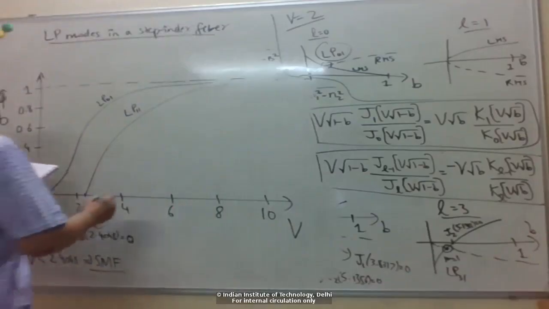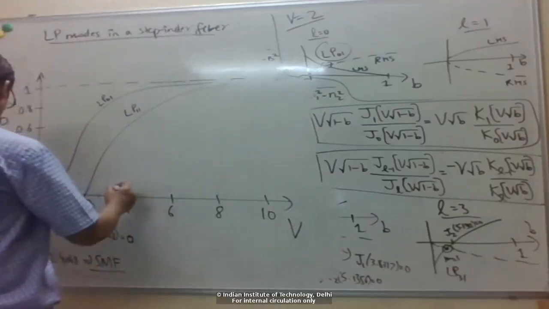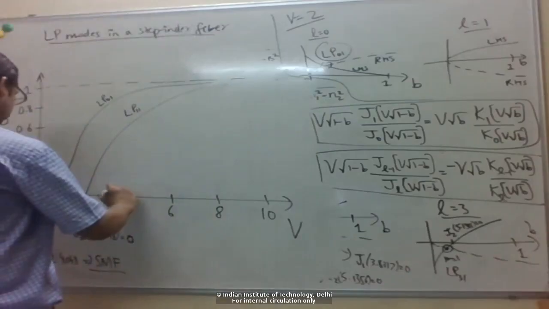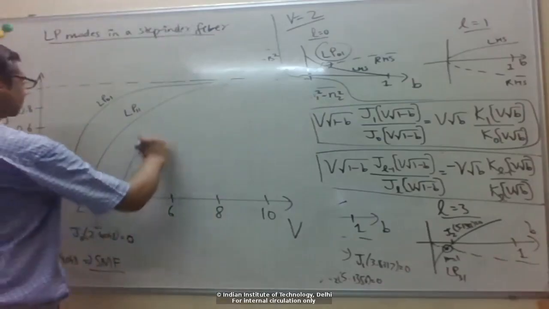Okay. So the next modes which start existing are LP02 and LP21. They look like this.